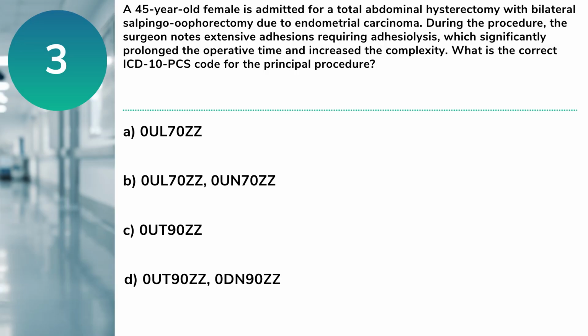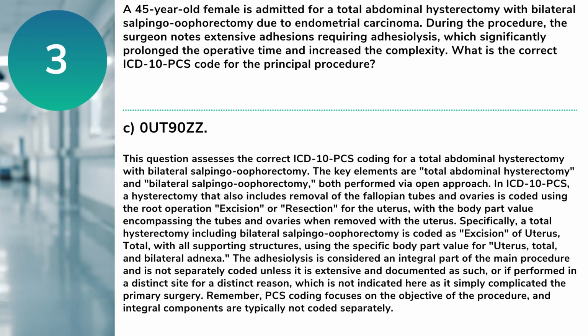A. 0UL70ZZ. B. 0UL70ZZ, 0UN70ZZ. C. 0UT90ZZ. D. 0UT90ZZ, 0DN90ZZ. Answer: C. 0UT90ZZ. This question assesses the correct ICD-10-PCS coding for a total abdominal hysterectomy with bilateral salpingo-oophorectomy.